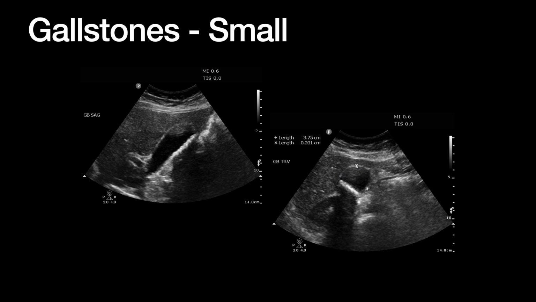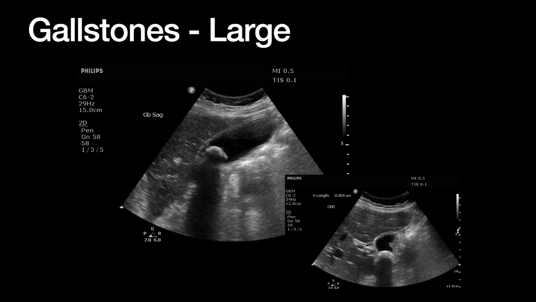So those can be challenging. The big ones, here's an example of some big ones, tend to be a little bit easier. You see this big old boulder inside the gallbladder lumen with a deep, dark posterior shadow deep to that gallstone. That's kind of hard to miss as you're scanning through.